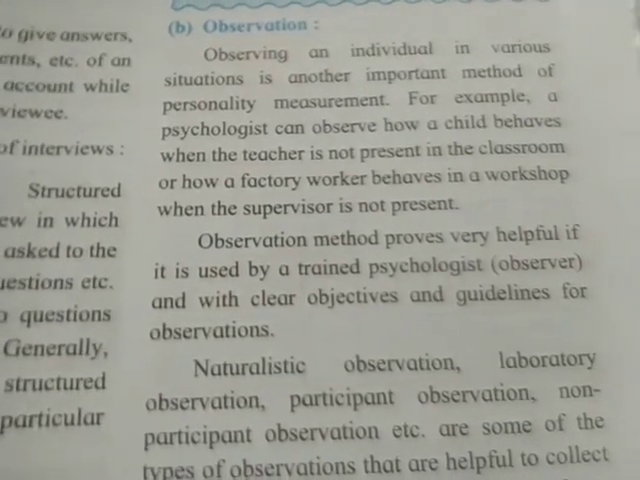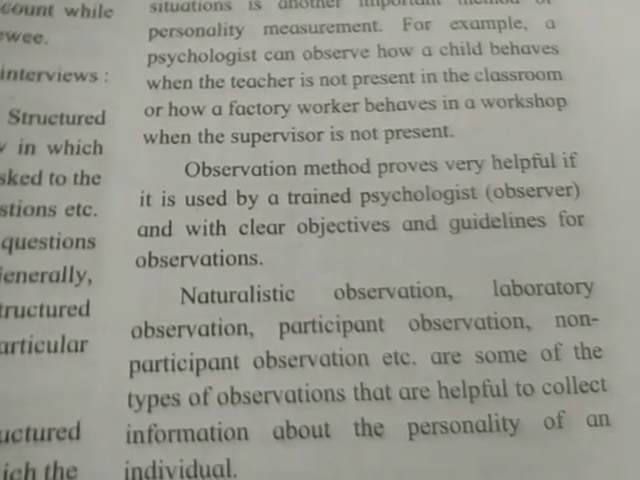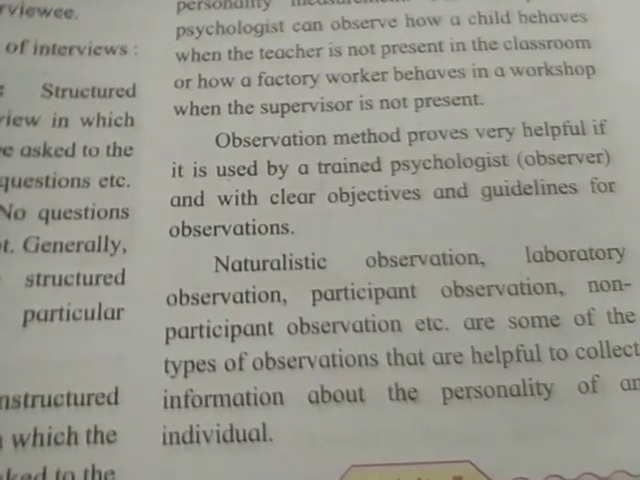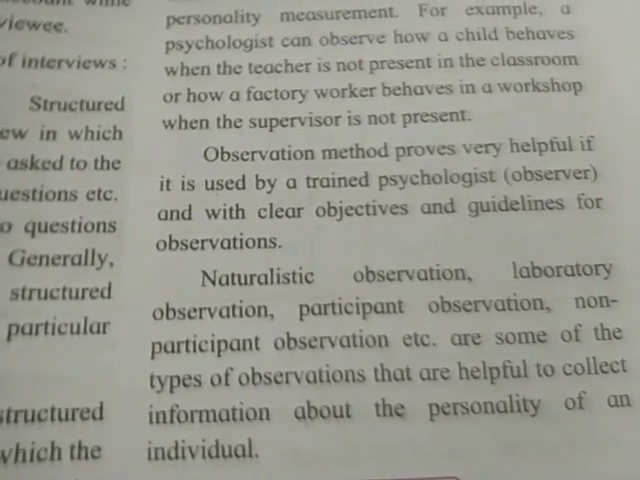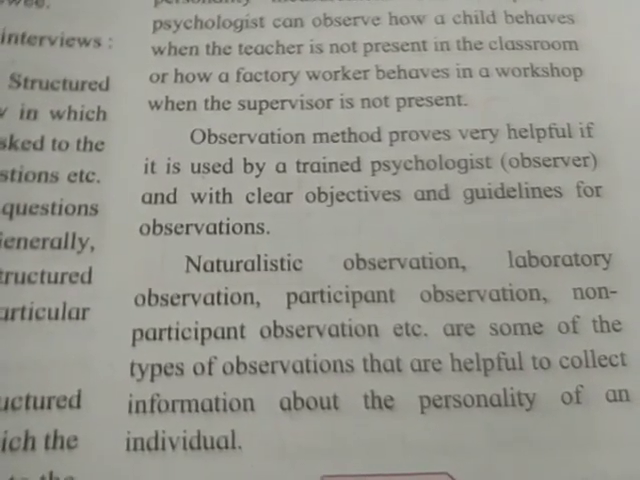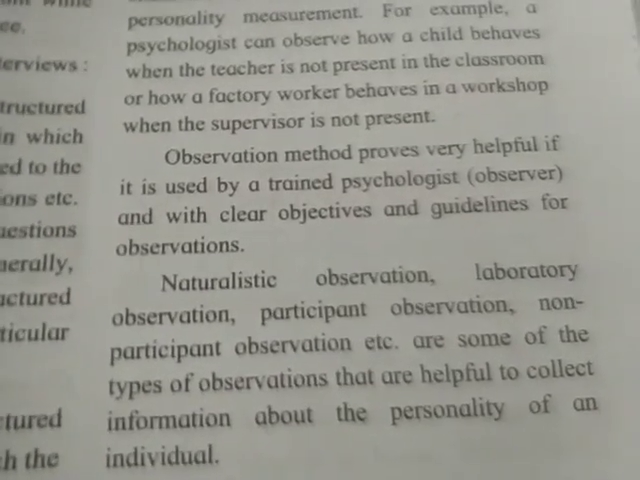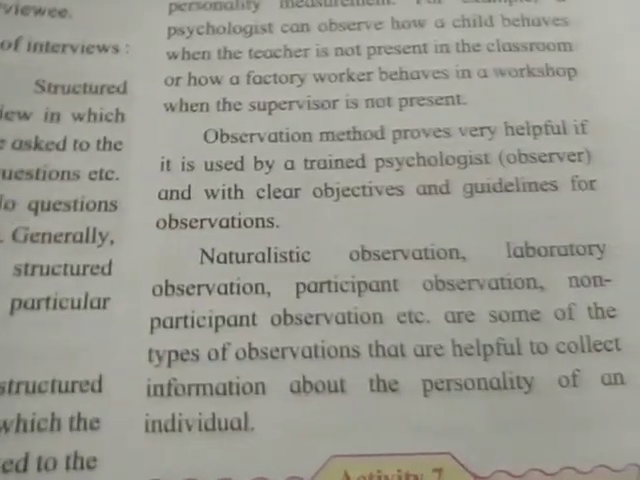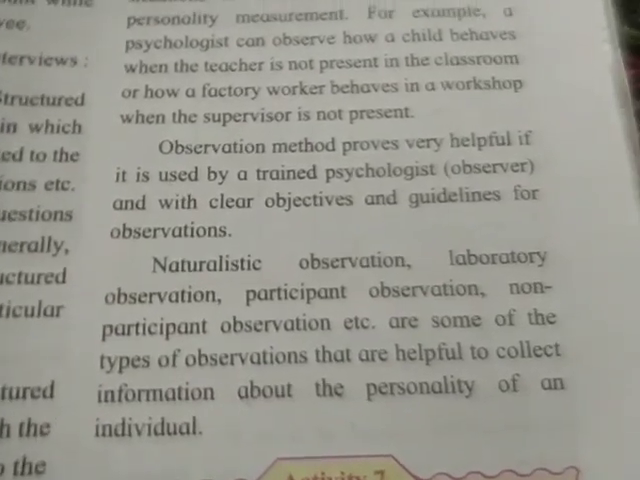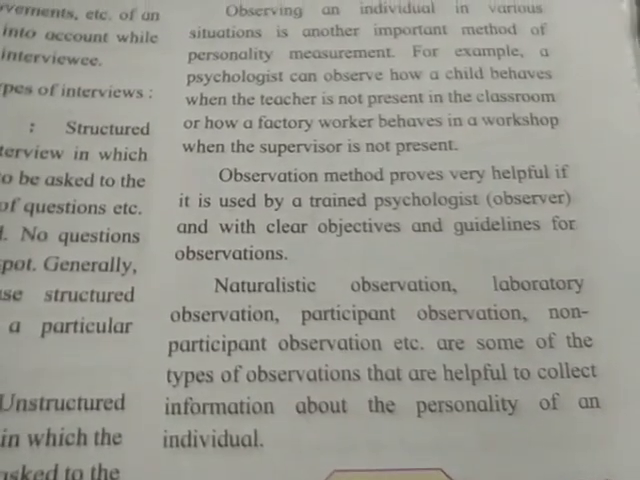B. Observation. Observing an individual in various situations is another important method of personality measurement. For example, a psychologist can observe how a child behaves when the teacher is not present in the classroom, or how a factory worker behaves in a workshop when the supervisor is not present. Observation method proves very helpful if it is used by a trained psychologist and with clear objectives and guidelines for observations. Naturalistic observation, laboratory observation, participant observation, non-participant observation, etc. are some of the types of observation that are helpful to collect information about the personality of an individual.